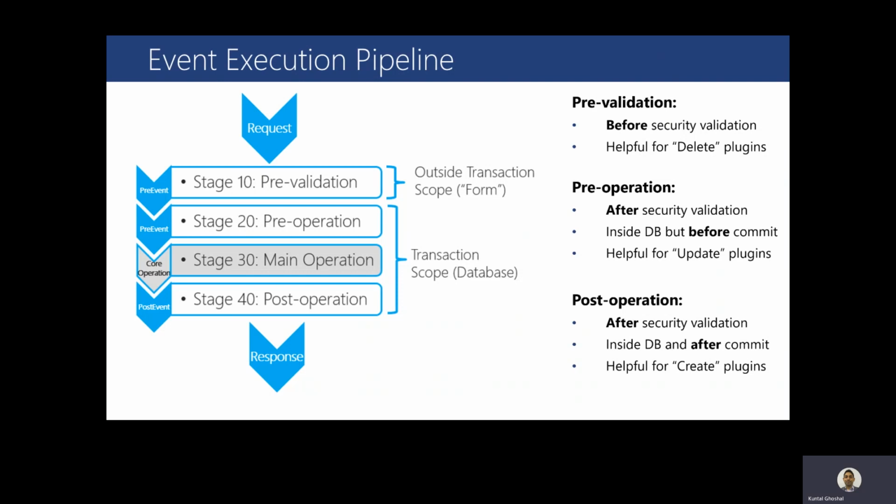Pre-event or pre-validation, which is stage 10. At this stage in the pipeline, plugins actually execute outside the database transaction. So for example, if you want to do a pre-validation when you do not want the database transaction to happen, you can use this step to register your plugin.